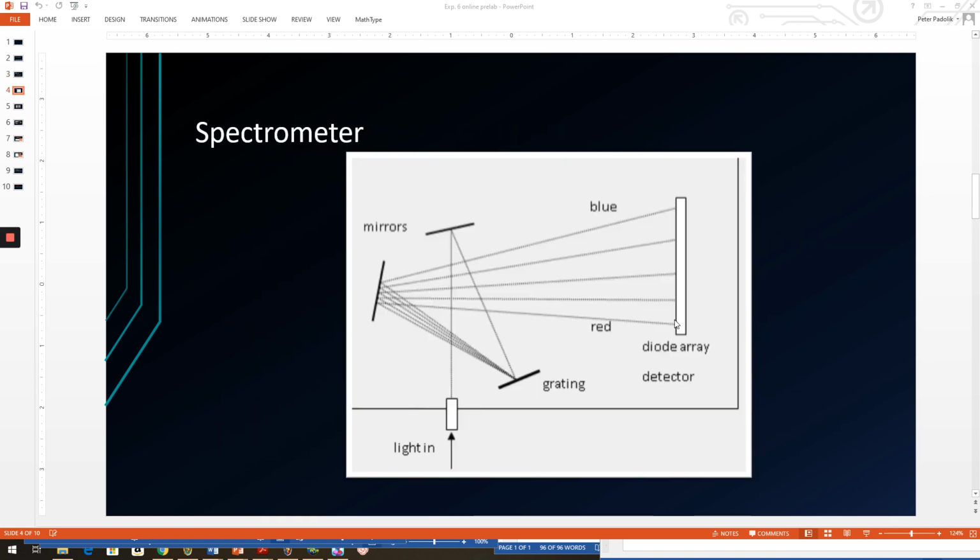Here's a schematic of a spectrometer. The light is emitted into the spectrometer and is directed by mirrors onto the diffraction grating, where it reflects off the diffraction grating at various angles depending on the wavelength of light. The light then hits a different cell in the diode array detector where the light intensity is measured.